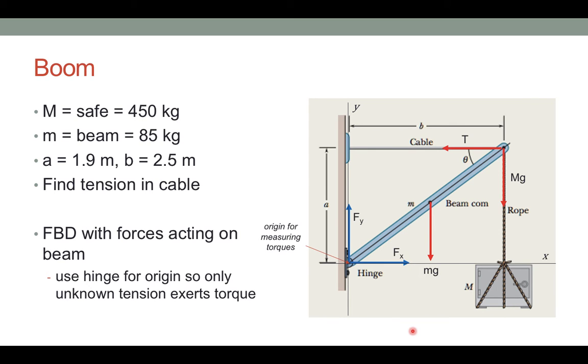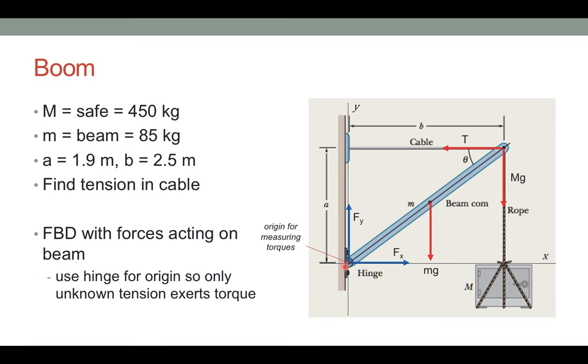Now we can consider another related problem, and that is a boom supporting a weight. In this case, it's a safe. What we want to do is calculate the tension on this cable that is supporting the beam and the weight, the safe. We are given the weight of the safe, we're given the weight of the boom, we're given the distance A from the hinge to the cable, and we wish to find basically the tension.